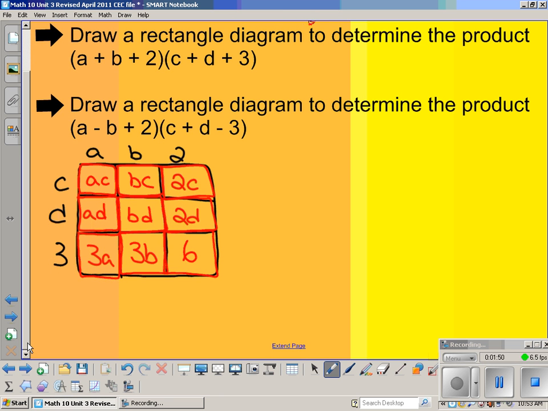Now, if we were to look through here, there are no like terms. So we are going to have 9 parts to our answer. So I'm going to have AC plus BC plus 2C plus AD plus BD plus 2D plus 3A plus 3B plus 6. Definitely not a nice answer, but that is what happens when we expand those 2 trinomials. We ended up with 9 terms. Let's look at the second one.